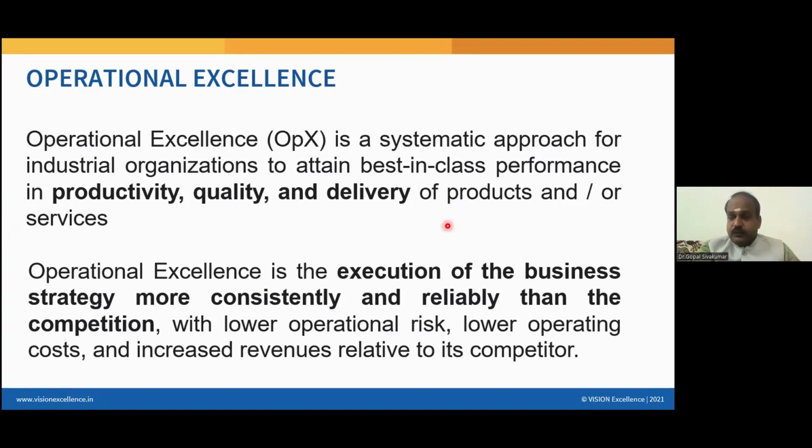And if you can drive it for a longer tenure, it simply means your strategy is very strong, your plans are fantastic, and you have equipped the people and made the resources available, and then you are driving. And that's how the strategy is executed consistently and reliably. Again comes the comparison. You have to drive the strategy consistently, reliably, better than your competitors. At the same time, you should ensure the operational risk is lower, operational cost is lower. At the same time, your revenue should increase. At the same time, your profit should get maximized.